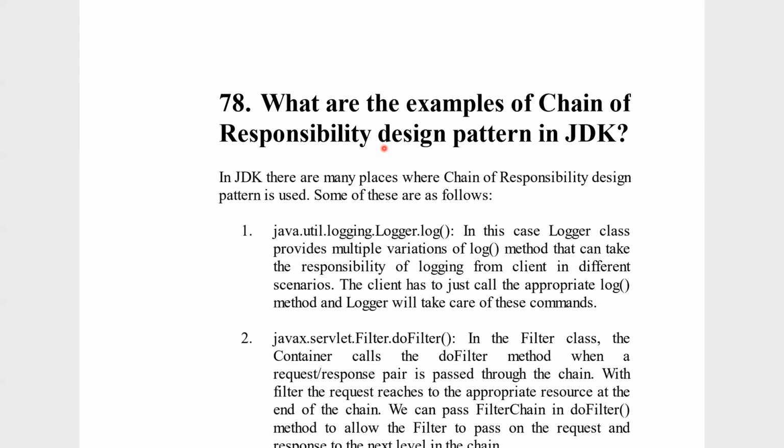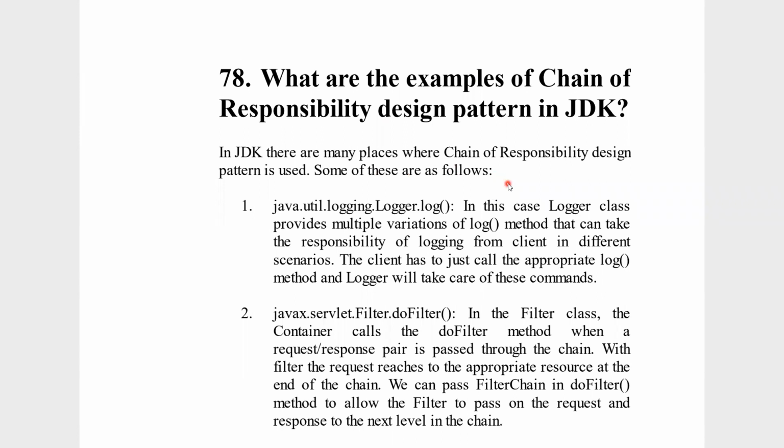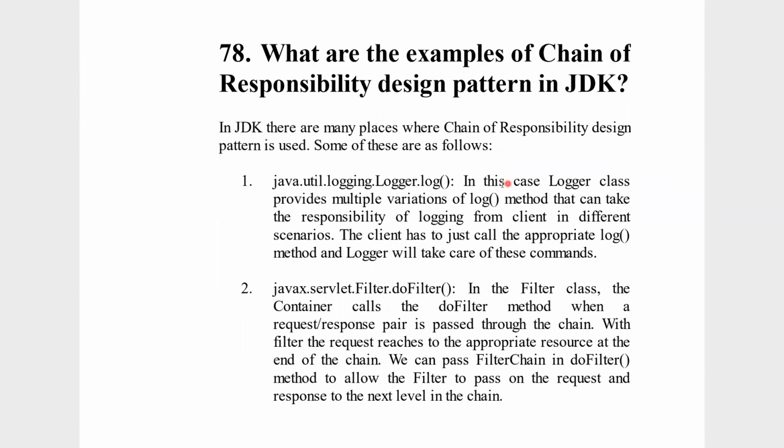So this is where this can come in. In the JDK, there are many places where the chain of responsibility design pattern is used. Okay, what are those places? First is logging. As you can see, logging.logger.log. In this case, the logger class provides multiple variations of the log method, so that it can take the responsibility of logging from the client in different scenarios. The client just has to use the appropriate logger call.